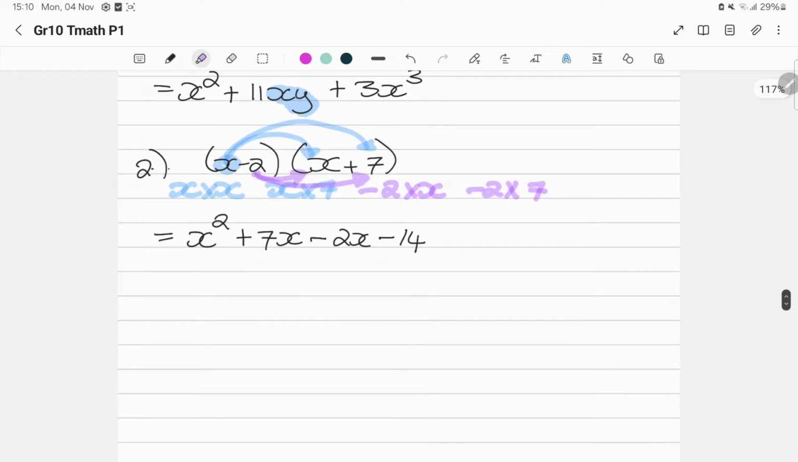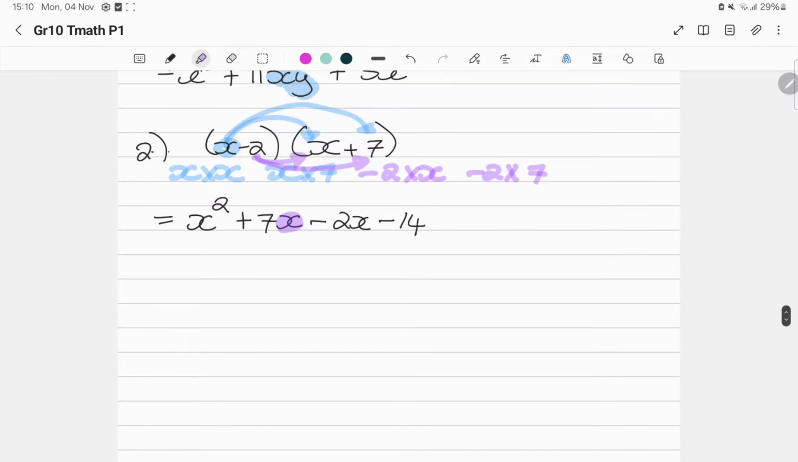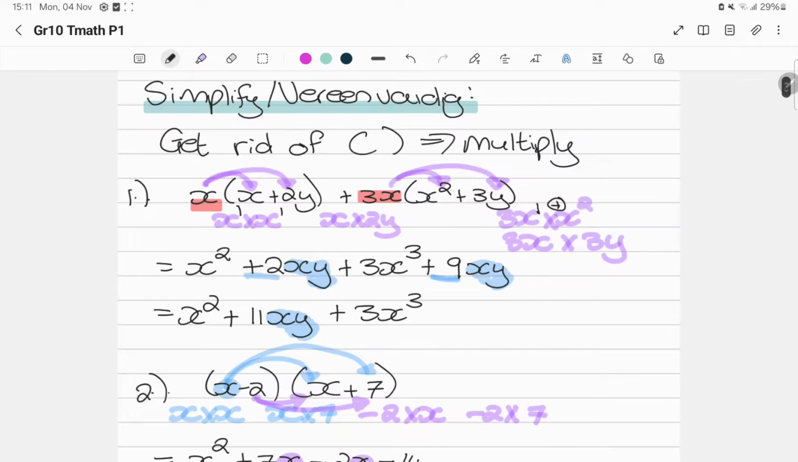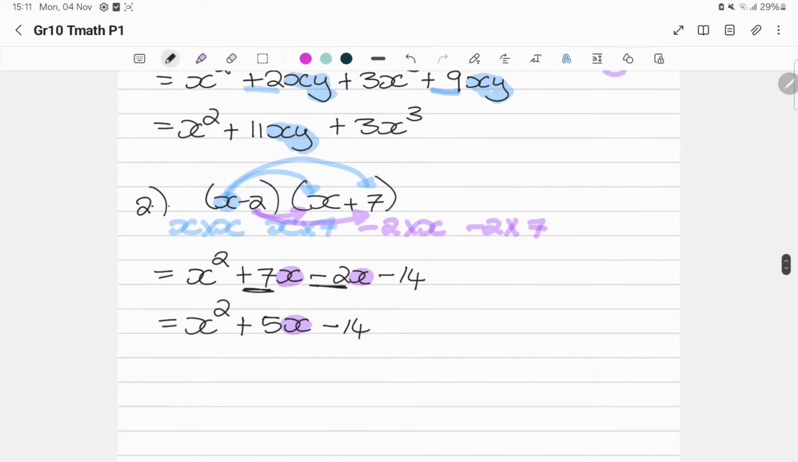Last step, check if you have any like terms. Is there anything that's exactly the same? Well, here I have an x and here I have an x. So yes, those two are actually the same. So it's going to be x squared. What is 7 minus 2? It's going to give me 5x. Once again, see that I didn't change anything with my letter. It's still just an x, not an x squared. And then minus 14. So the first option is that they give you something in front of a bracket that you have to multiply into a bracket. The second way is giving you two brackets that you have to multiply out.